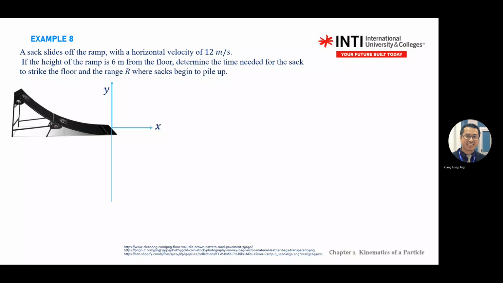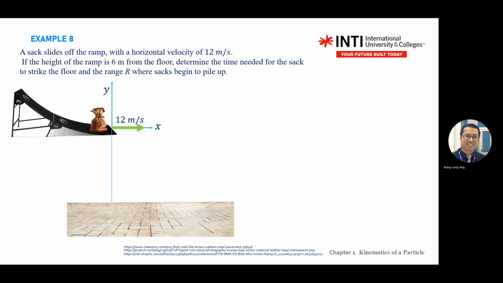Okay. Let's look at this example. A sack slides from a ramp with a horizontal velocity. You know that once you see horizontal acceleration or horizontal velocity, it means along the x-axis. If the height of the ramp is 6 meters from the ground, determine the time needed for the sack to strike the floor and the range R where the sack begins to pile up.